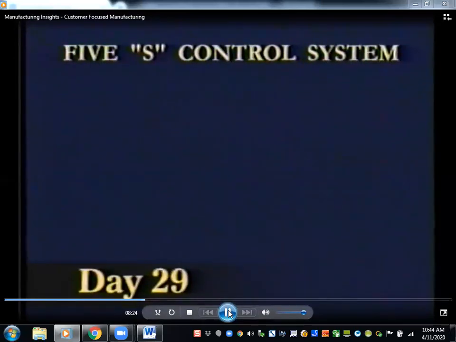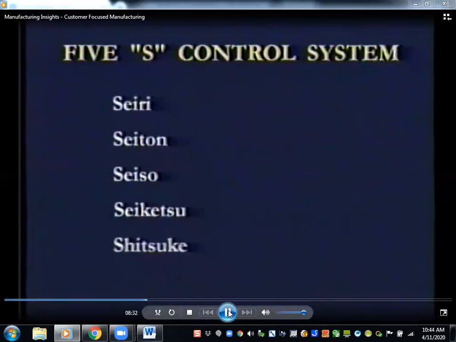Day 29, establish the elements of a visual workplace. The cornerstone is the 5S control system. In Japanese, these all begin.